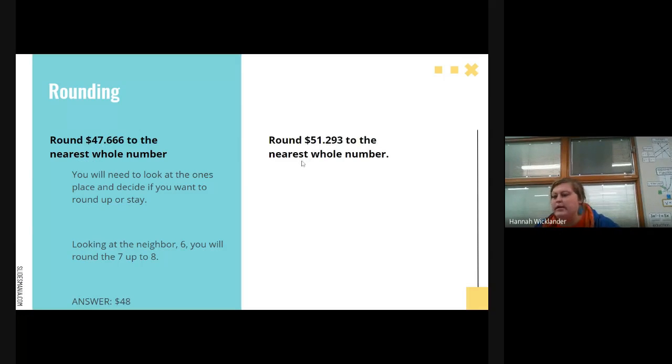Next, round 51.293 to the nearest whole dollar. Good job. So Justice and Melanie were the ones to get it the most correct. 51 is the correct answer, of course, but then remember we're working with money, so 2 places after the decimal.